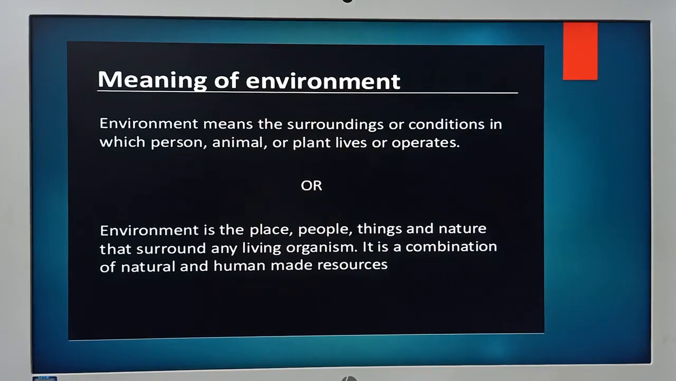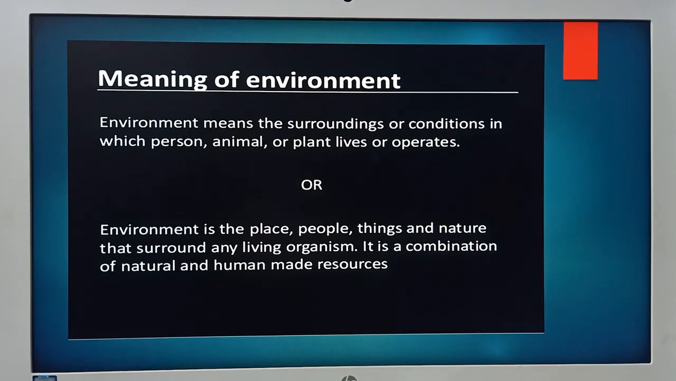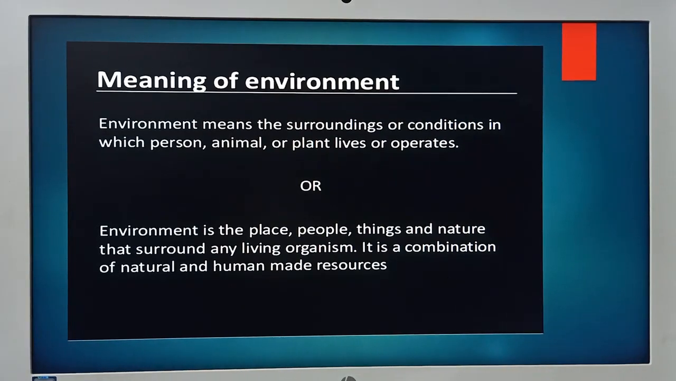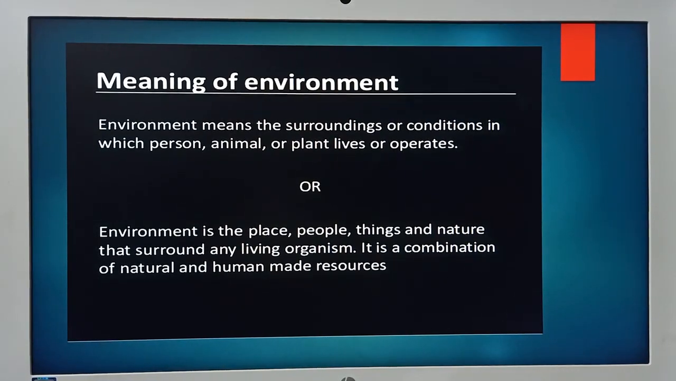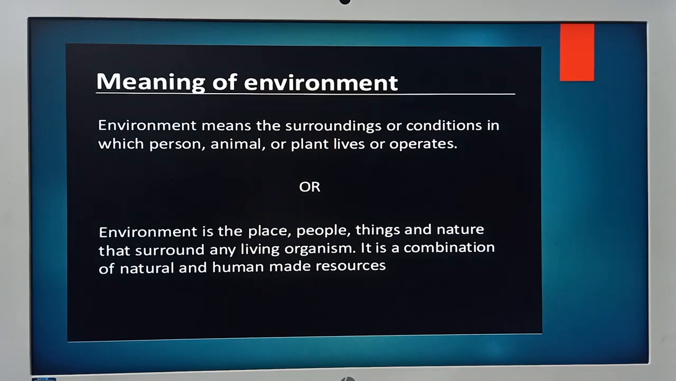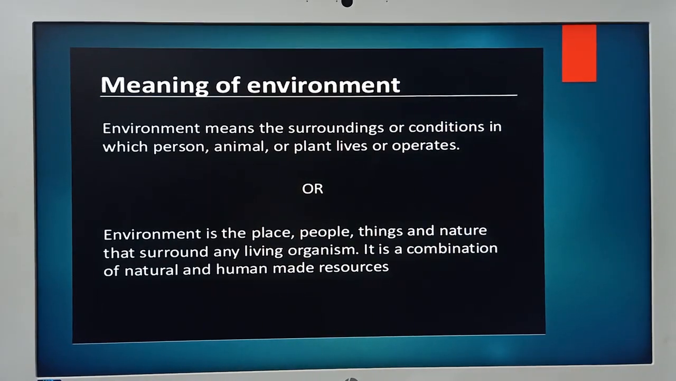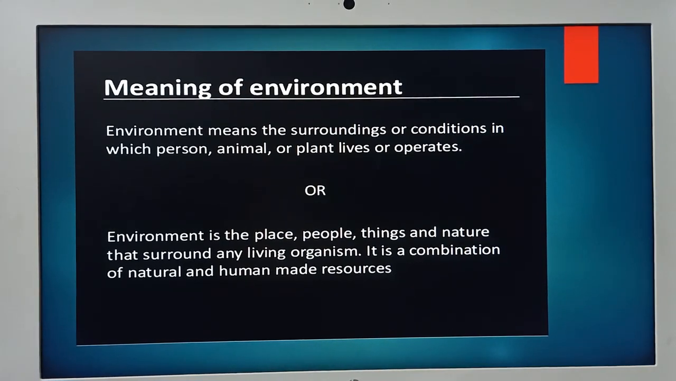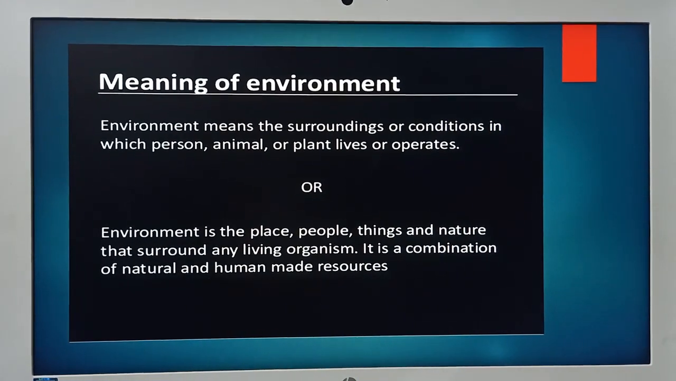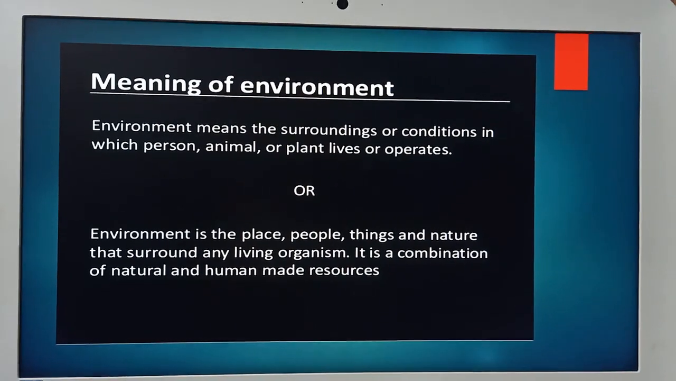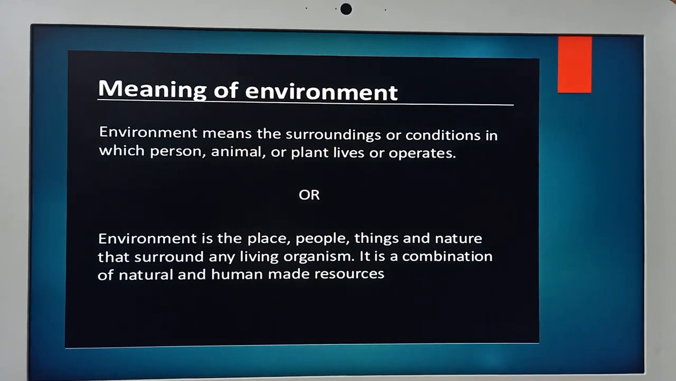In short, what is the meaning of environment? Environment means the surroundings or conditions in which a person, animal or plant lives or operates. Or you can say environment is the place, people, things and nature that surround any living organism. It is a combination of natural and human-made resources.